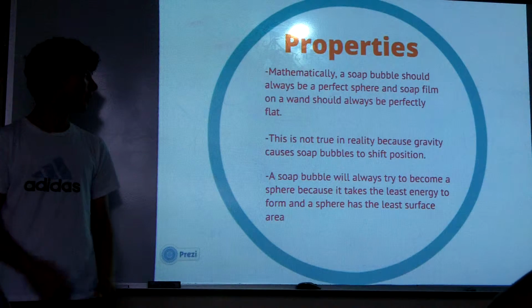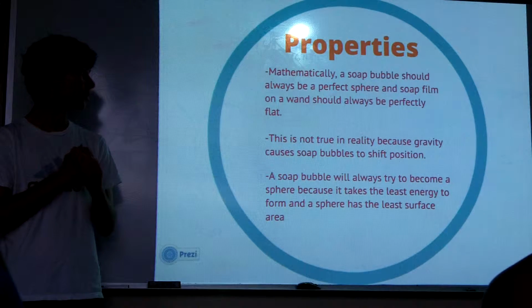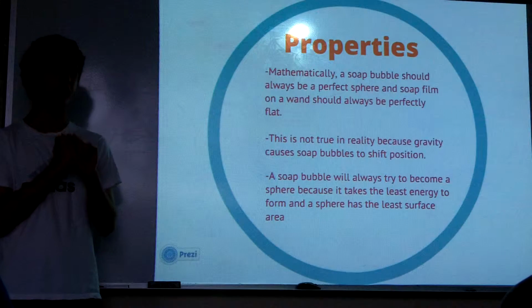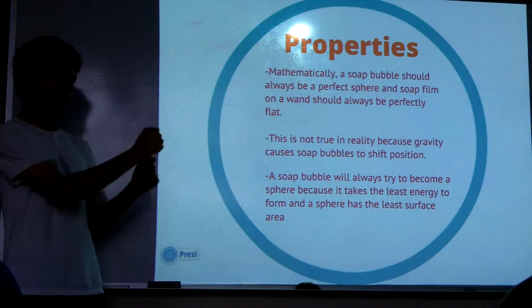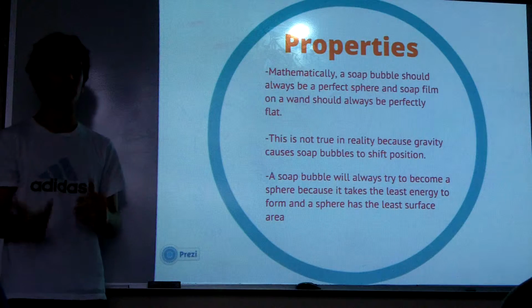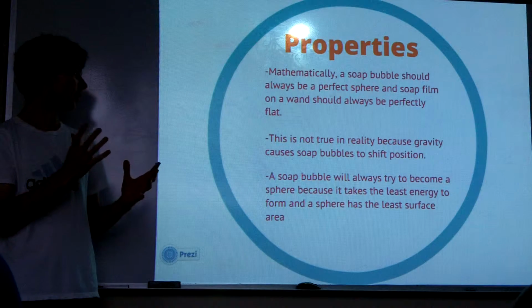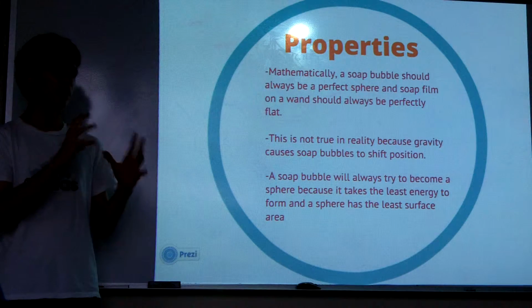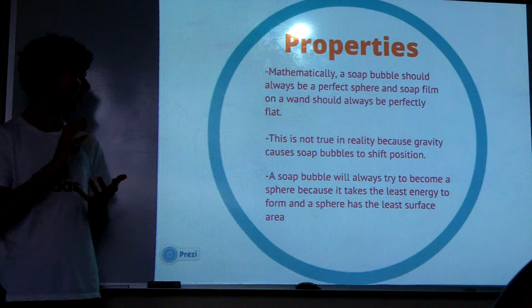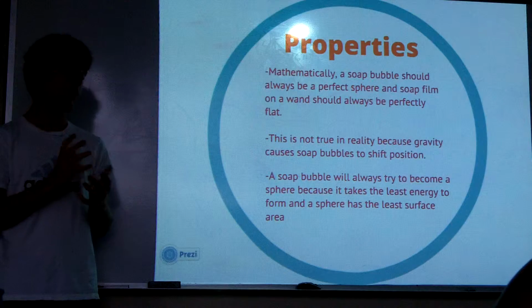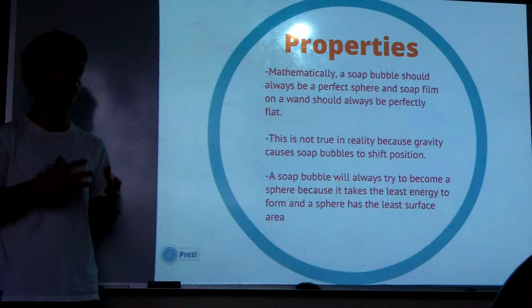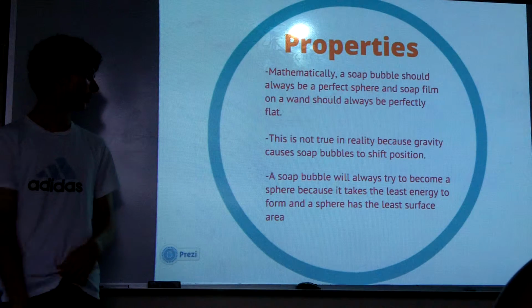So basically, a soap bubble should always be a perfect sphere, and a soap film, like on a wand that you saw at the very beginning, should be flat. This isn't always true because you can blow in different ways, and gravity will affect bubbles. So often bubbles are in different positions, but a basic bubble will always be a perfect sphere. That's what a soap bubble actually wants to be, because that has the minimum surface area possible.